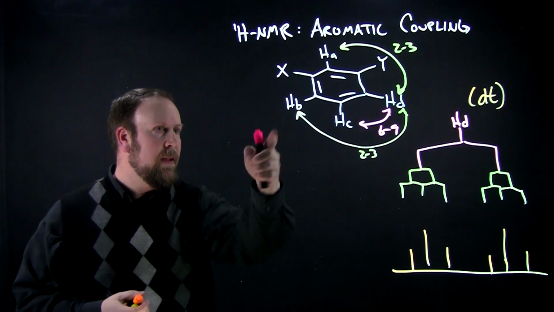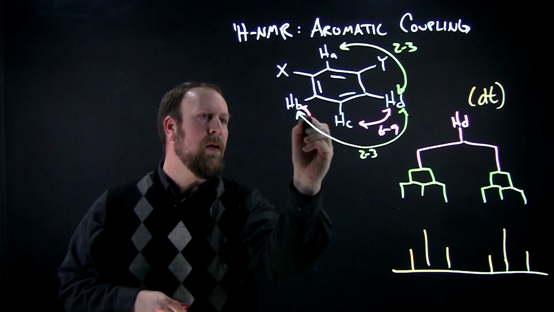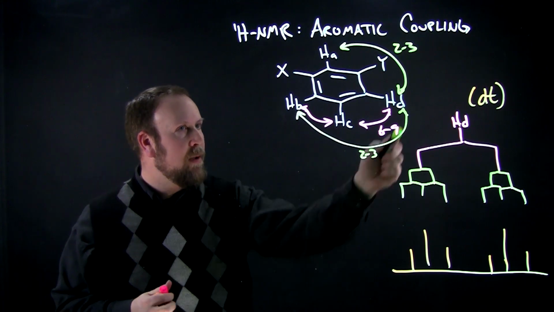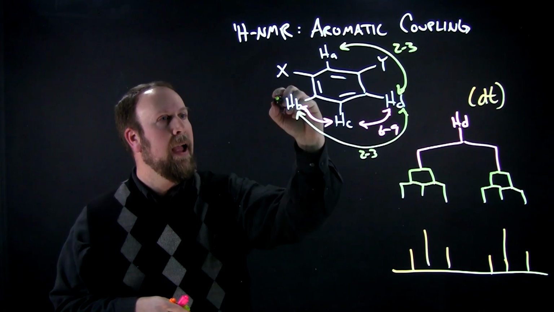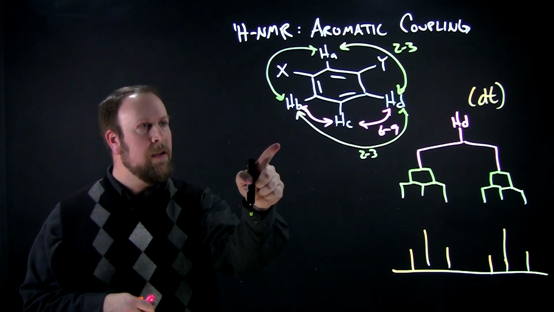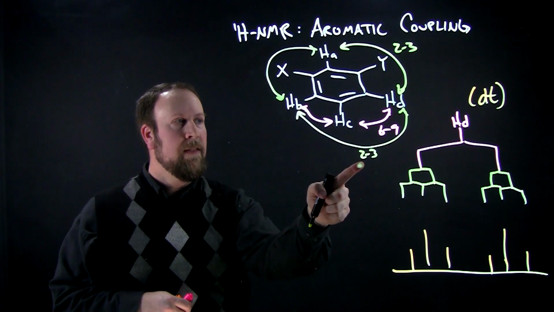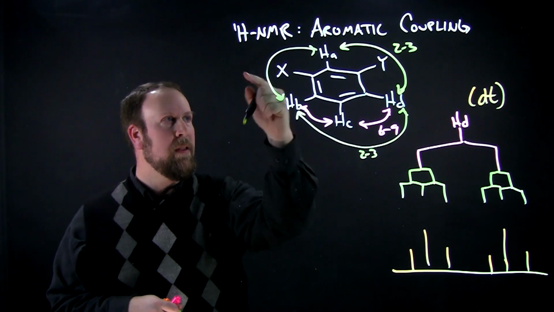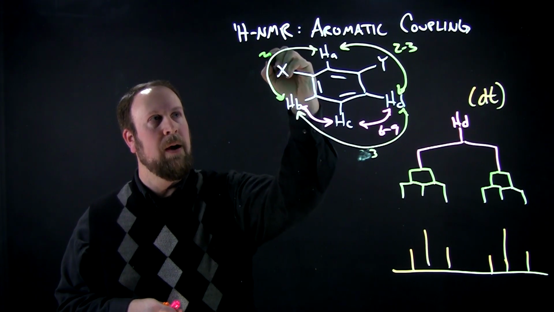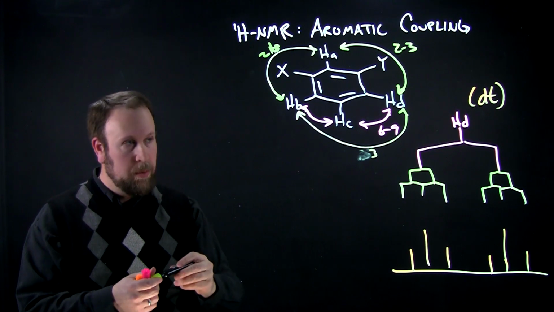Now HB is in a very similar situation. HB is going to have the ortho value between B and C. It has that same meta value between B and D, and a meta value from A and B. But for the sake of argument, let's say that this meta value is going to be different than this other meta value. Maybe this one is coming up as 3 Hertz, but this one is only going to be about 2 Hertz. And let's see how that changes the outcome of our splitting tree diagram.